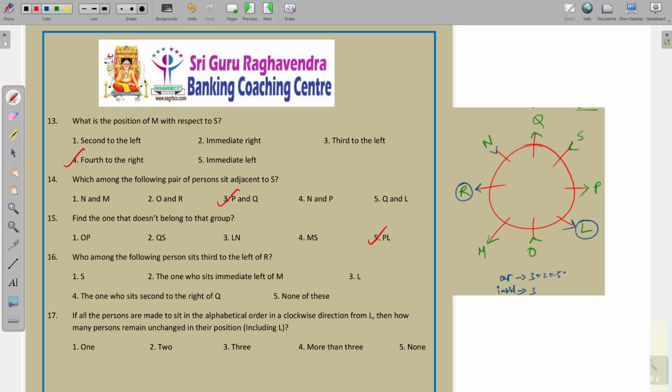Who among the following persons sit third to the left of R? So third to the left of R, that is L. And next, all the persons are made to sit in alphabetical order in clockwise direction starting from L. Okay, so starting from L, in alphabetical order, how many positions remain unchanged including L? Starting from L, M, N, O, P, Q, R and S. So Q is not changing and L is not changing. We need to count L also. Okay, 2 persons are not changing their positions.